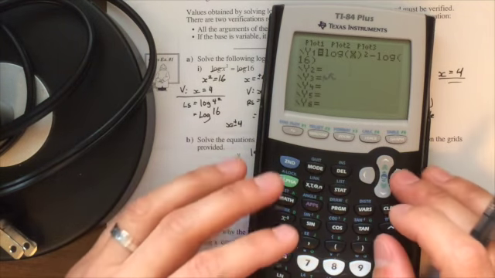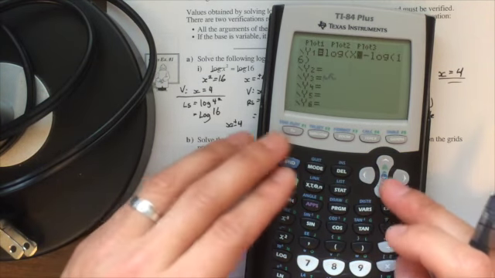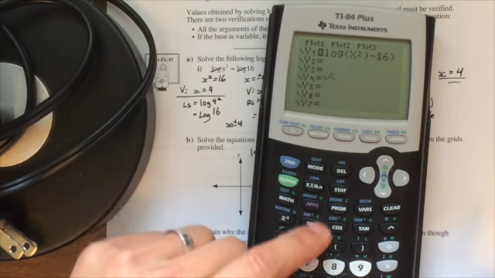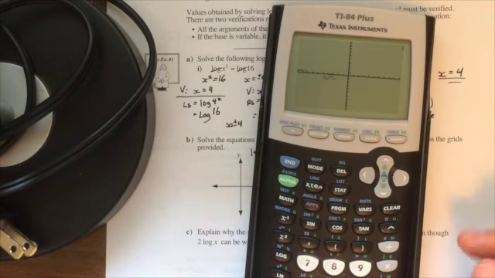Oh, and I need to fix a mistake. I put it outside the brackets. There we go, this is better.